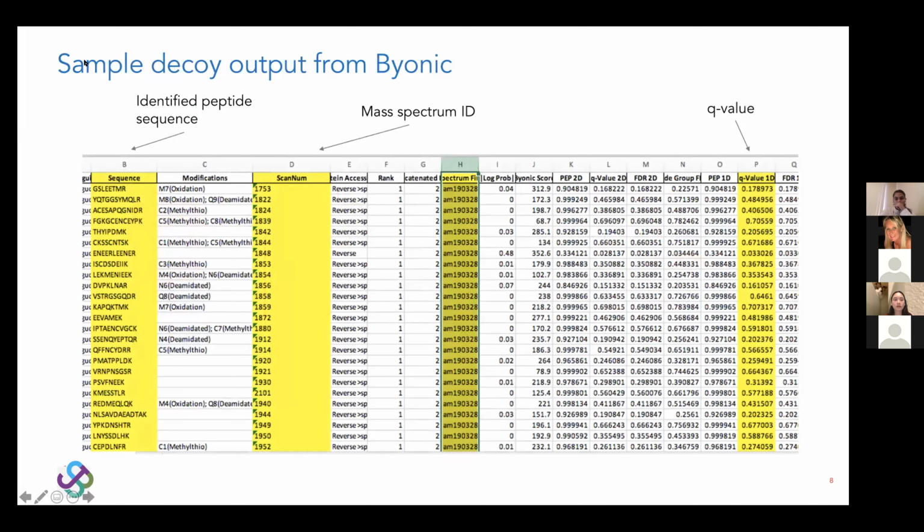So here is another output from Byonic that's from the decoy search. Again, here we have a column for the peptide sequences, but all these sequences are false. And again, we have a spectrum ID and we have Q values.